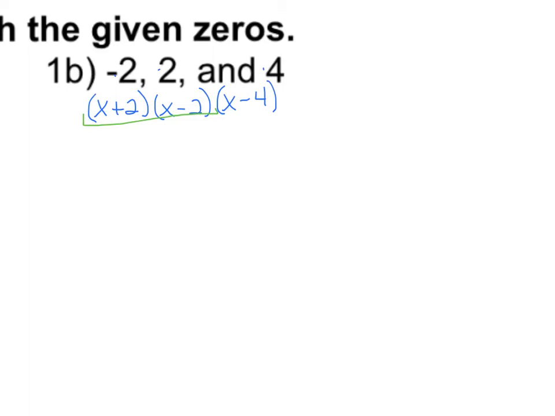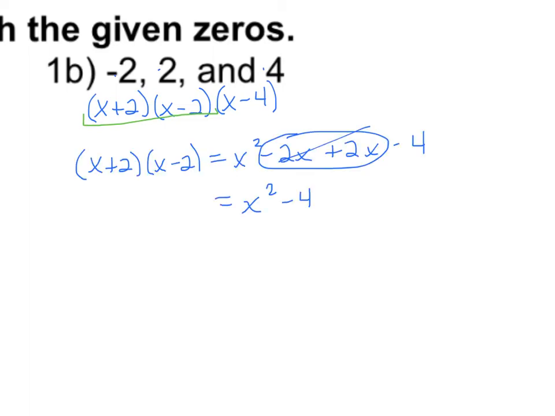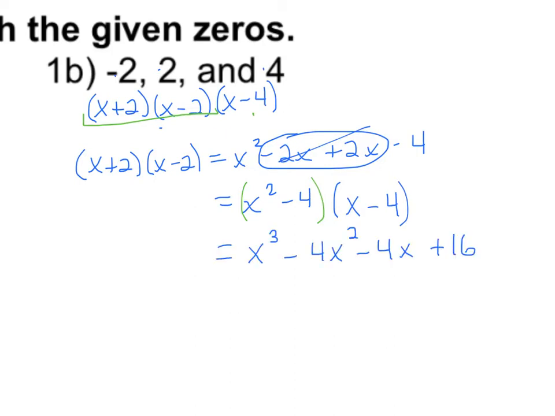Go ahead and work through this as far as you can get, and then you can check your answer in a couple minutes. You should get x squared minus 4 when you FOIL the first two factors together. Now we'll take that answer and multiply it by the one that we didn't use yet, the x minus 4. So we can FOIL or box that together. And your final answer should look like that. There's no like terms to combine.